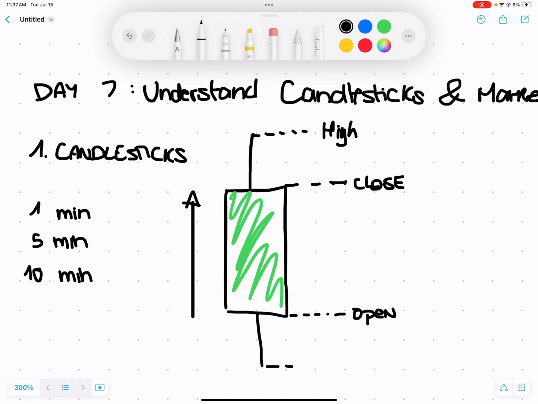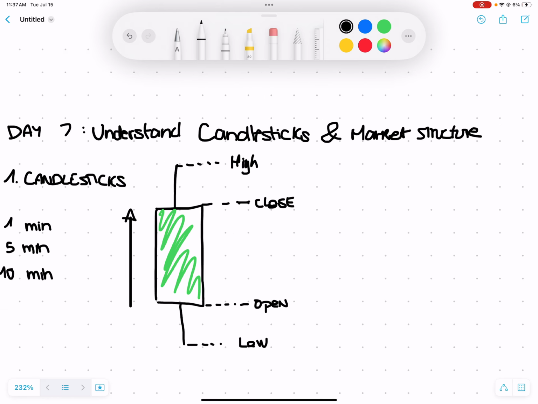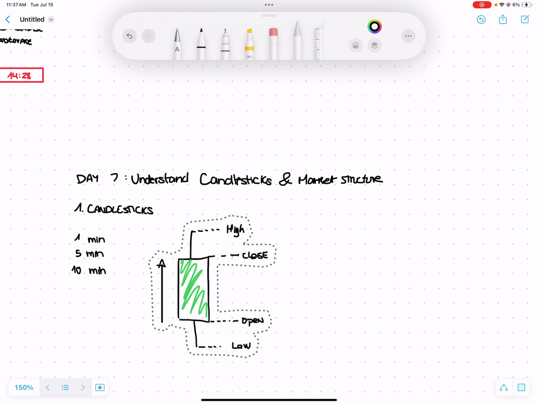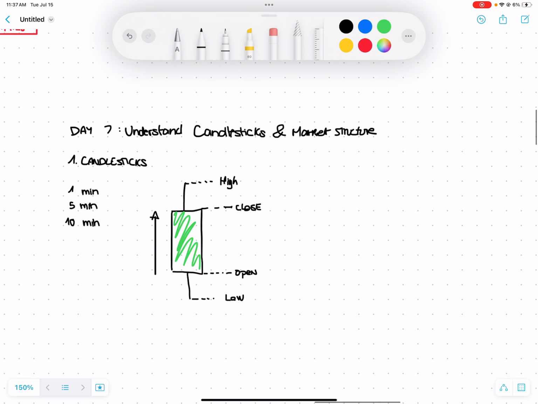And then you have a low. All right. So high being the highest point that's ever been reached by the candlestick, and the low being the lowest point that's been reached by the candlestick. Okay. Now hold on. Actually, let me do something here because I want to explain this correctly. Well, I'm not explaining it wrong, but I want to make sure that what I'm saying is understood.